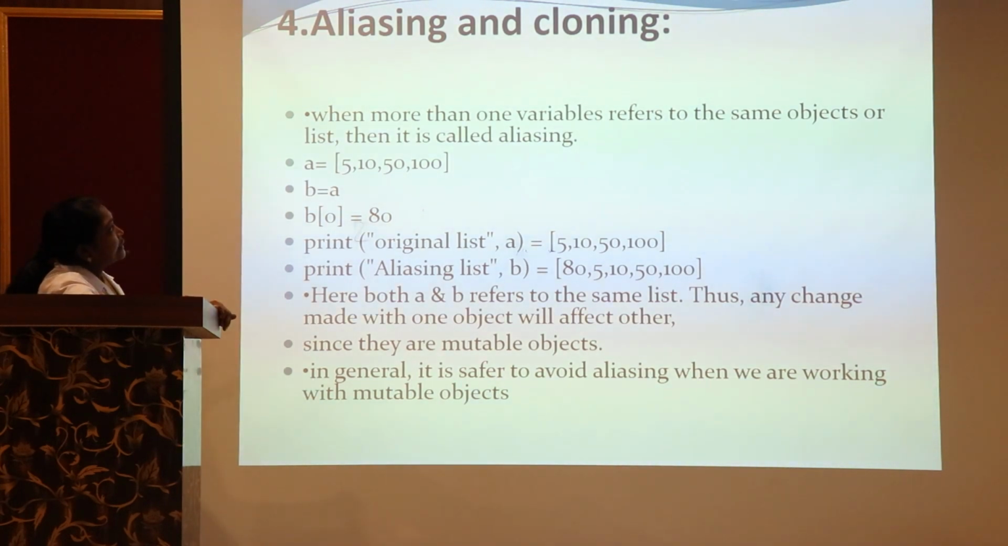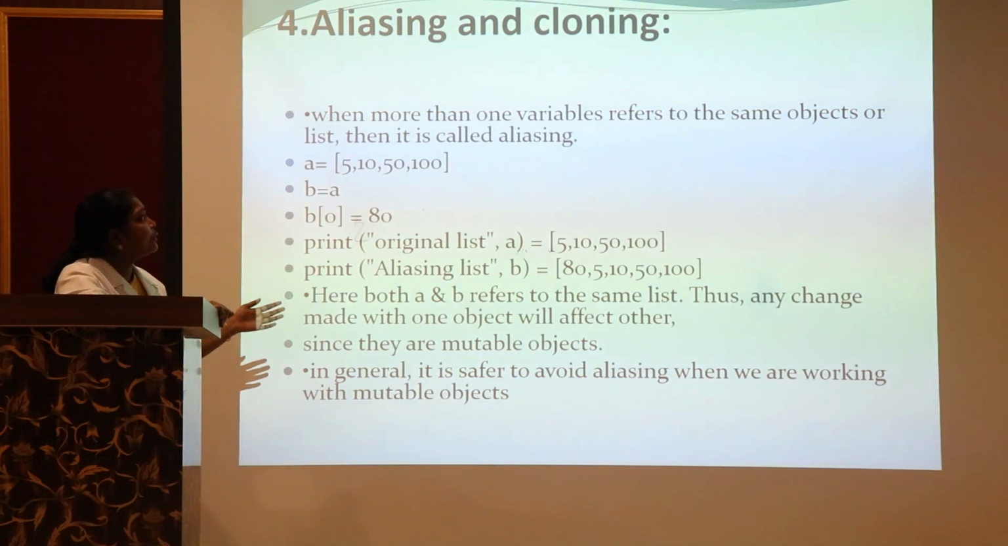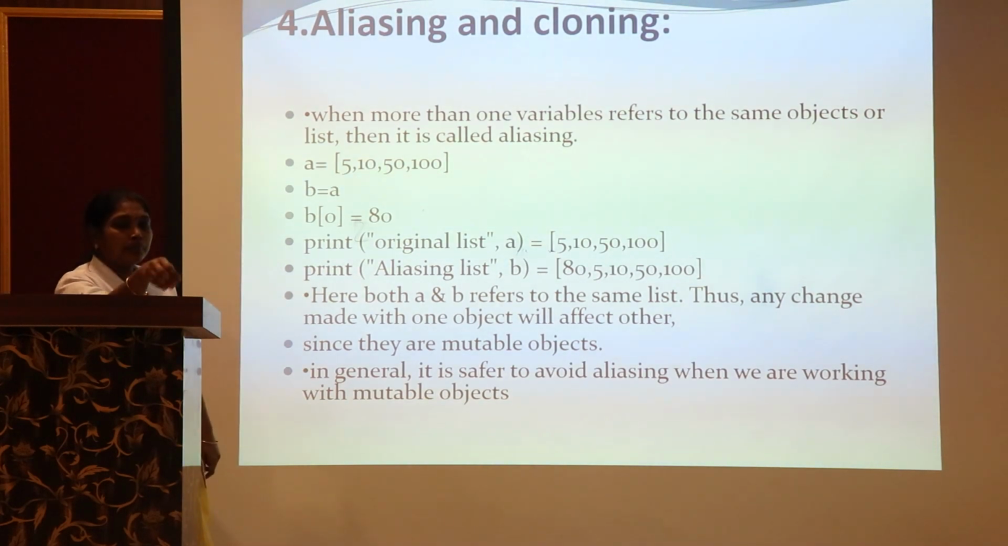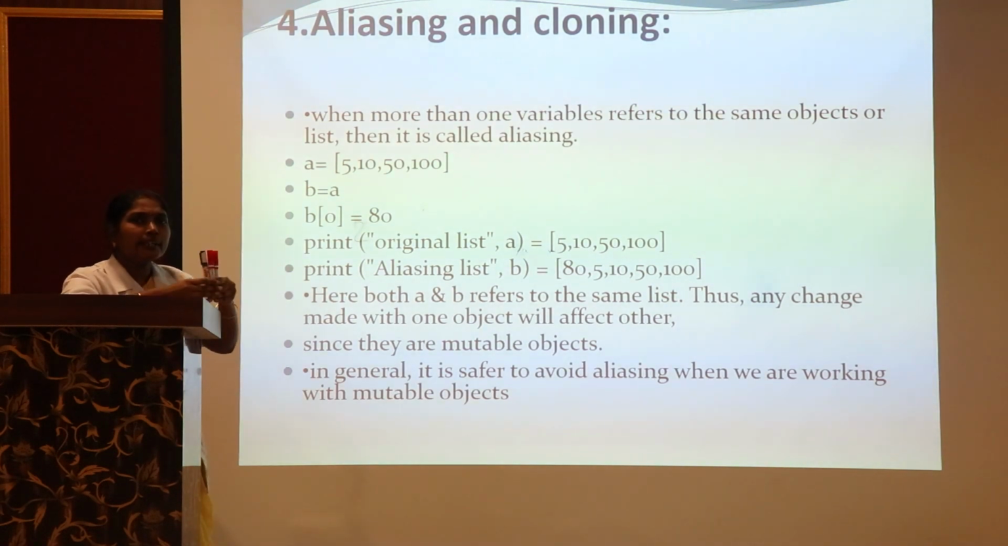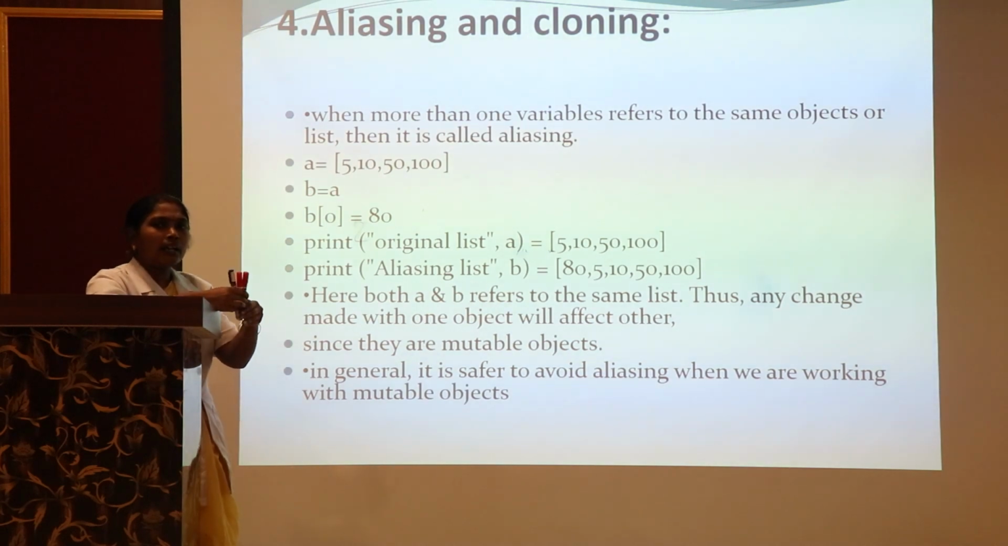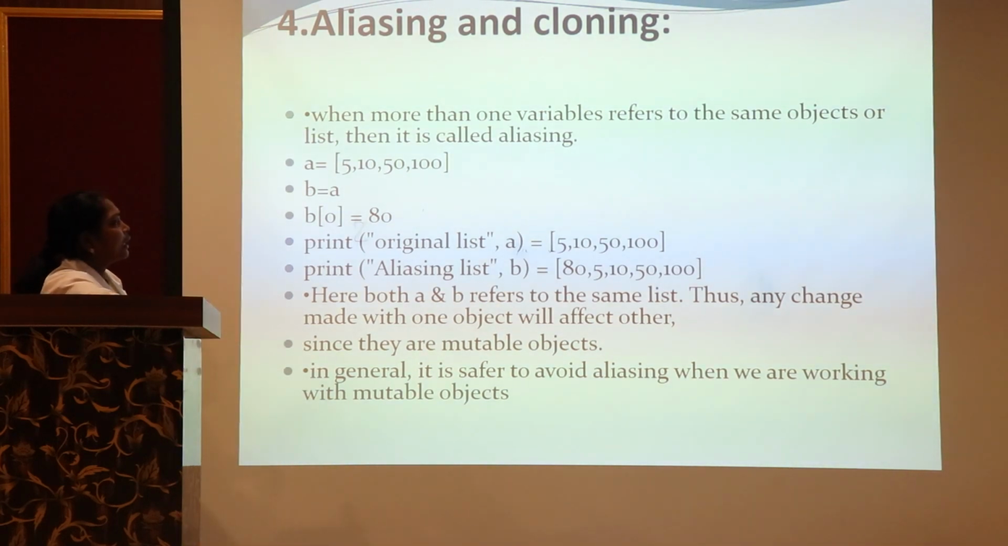Next is aliasing and cloning. Aliasing is nothing but more than one variable referring to the same object or list. For example, we can go to the same object, for example a pen or otherwise values or data types, elements, integer values. You can select any one value.